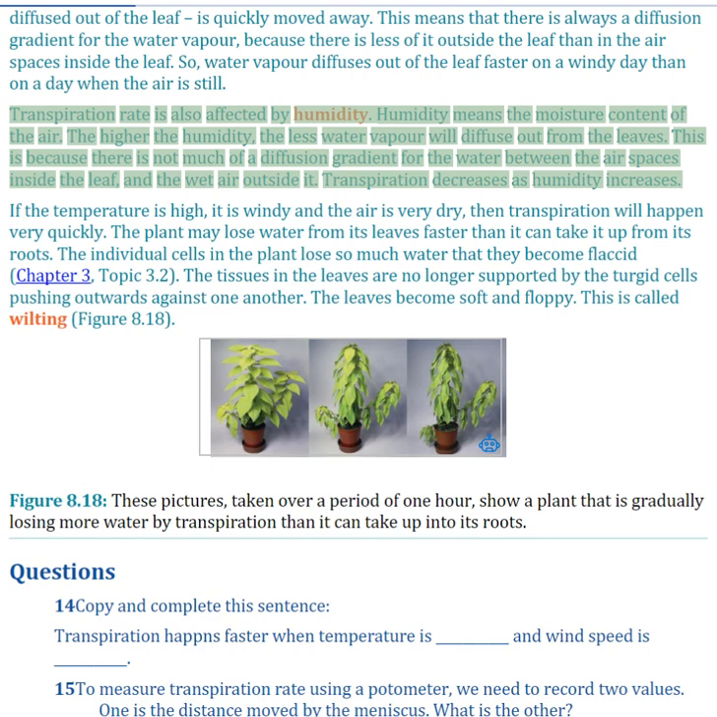Humidity means the moisture content of the air. The higher the humidity, the less water vapor will diffuse out from the leaves. This is because there's not much of a diffusion gradient for the water between the air spaces inside the leaf and the wet air outside it. Transpiration decreases as humidity increases.